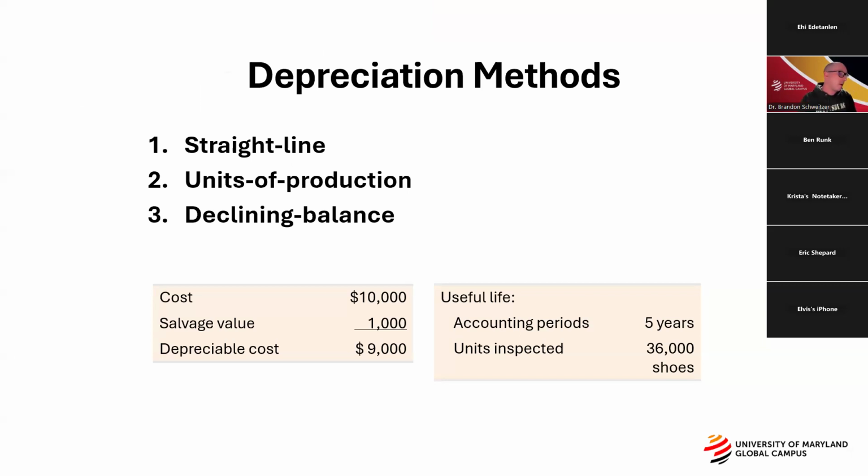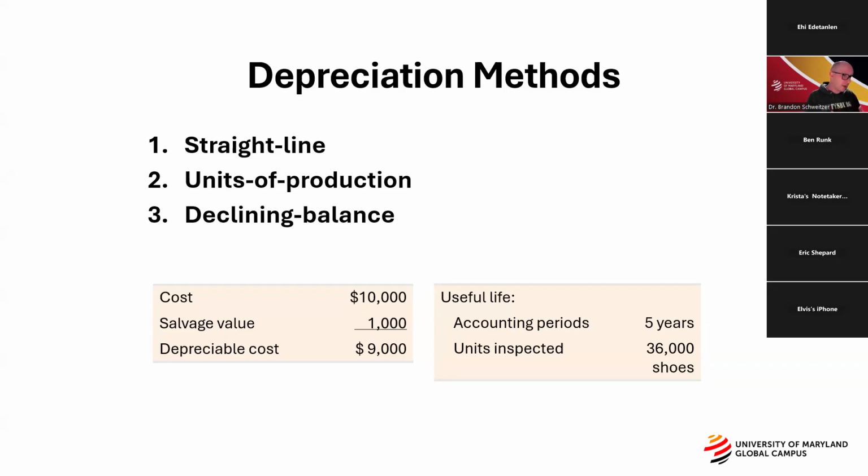I had mentioned that there are a couple of different methods that a company can use in order to depreciate the value of an asset. We have the straight line depreciation method, units of production method, and the double declining balance method. Depreciation methods are used to allocate the asset's cost over its useful life. Most frequently used method is the straight line depreciation method. The units of production method and the double declining balance method are also commonly used.